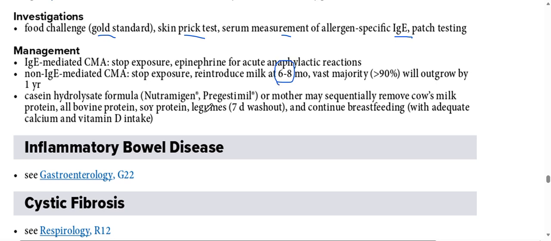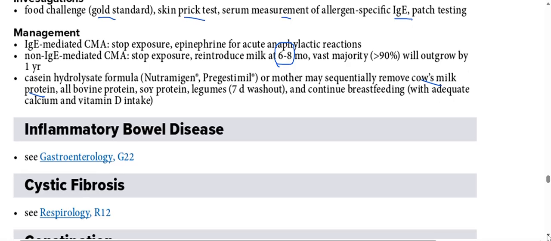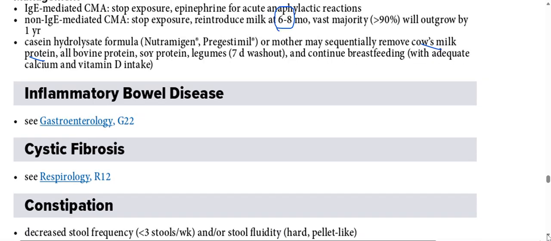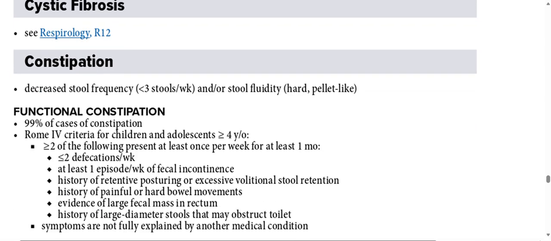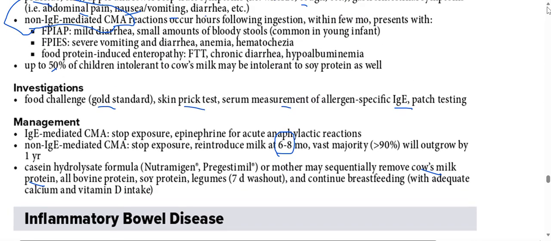Casein hydrolysate formula, or the mother may sequentially remove cow's milk protein. Okay, all bovine protein, soya protein, legumes, continue breastfeeding. Basically, extensively hydrolyzed formula, removal of cow's milk from the mother's diet, then the use of soya protein, legumes. Okay, give breastfeeding to the child with adequate calcium and vitamin D intake.